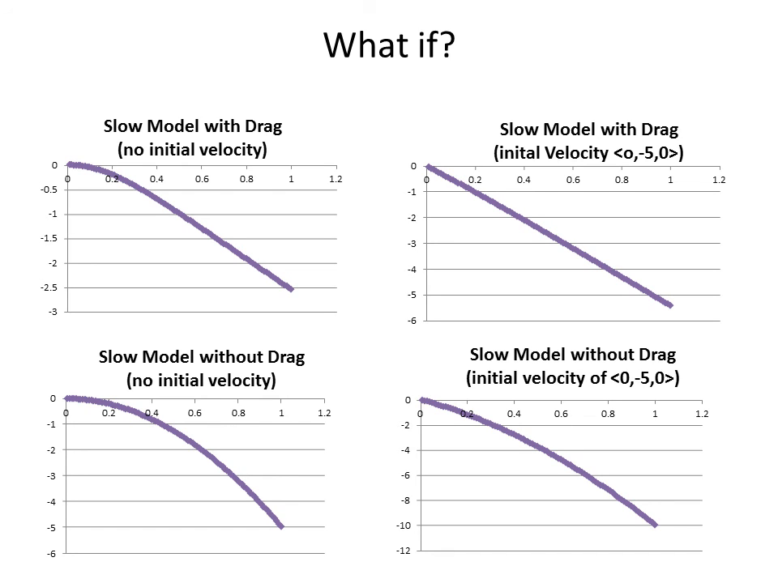What if the object was thrown downward and did not have an initial velocity of 0? Well, here are the graphs comparing the slow model, which was the paper ball, when it is modeled with and without drag. The terminal velocity is only reached when there is drag, but as shown by the top two graphs, it is reached much faster when there is an initial velocity compared to when it is starting from rest.